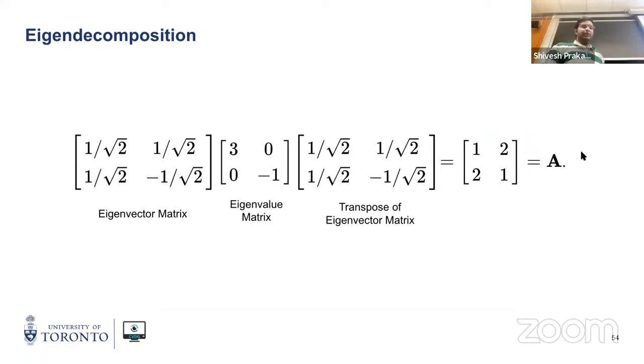Again, I won't be going into the proof of this, but this is what eigen decomposition does. The reason this is important is that you can think of it as breaking down A into its simpler constituents. So in a way, A is made up of these eigenvectors and eigenvalues. Does anyone have any questions?